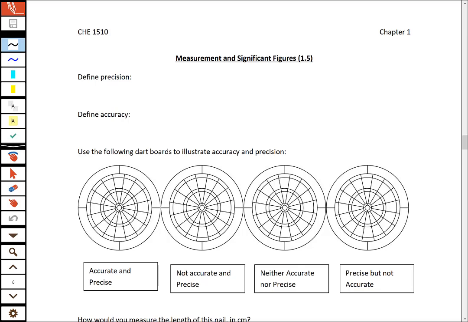In this section, we are going to talk about measurement and introduce ourselves to significant figures. So first, let's remind ourselves about two things that we should have some background in, precision and accuracy. When we talk about precision, a lot of times this is defined as how close a set of values are to each other. And let's say they're measurements.